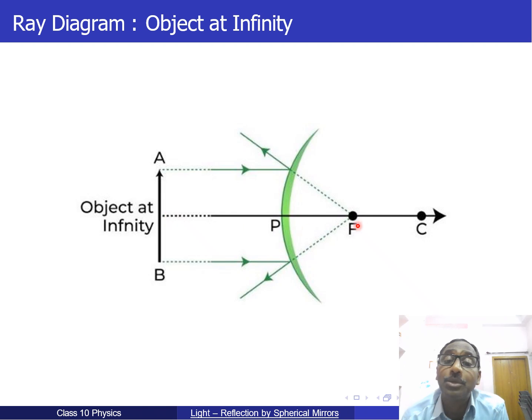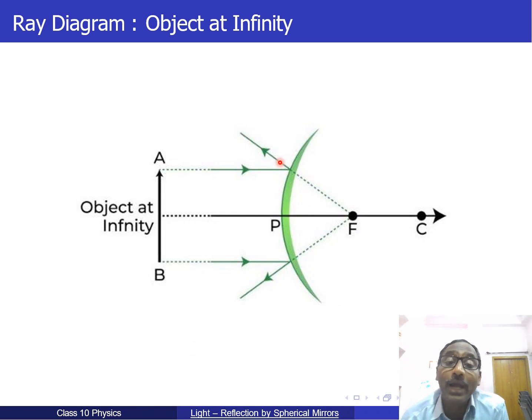This is the principal axis. It is reflecting. How is it getting reflected? It is going away from the principal axis. This is another parallel ray. This is also diverging. Whenever it falls on the convex mirror, it is diverging. Diverging means it is going away from the principal axis.